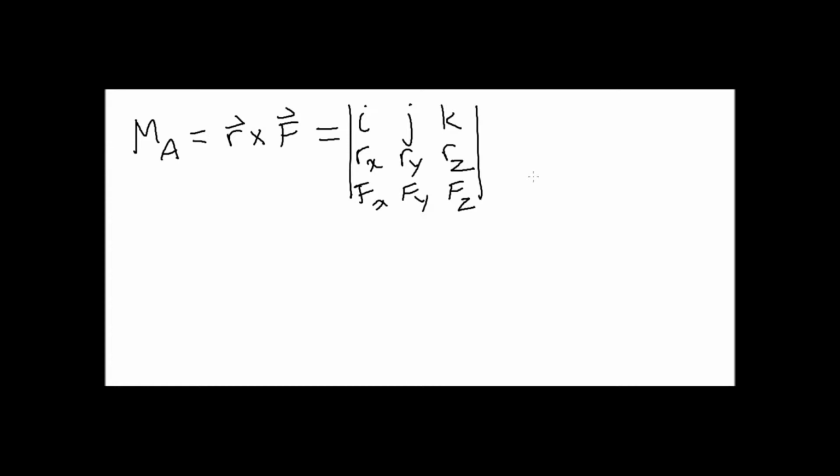Now, to do this properly, normally you take a bunch of determinants of this 3x3 matrix. But that can get pretty tricky, so here's an easier method. Just copy your matrix one more time to the right-hand side. Just like this.